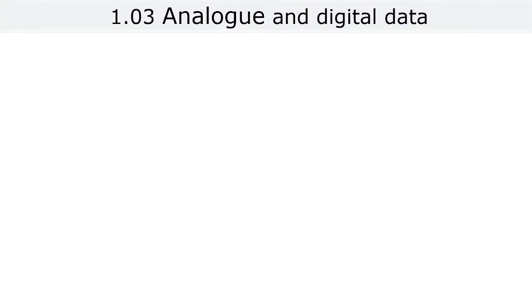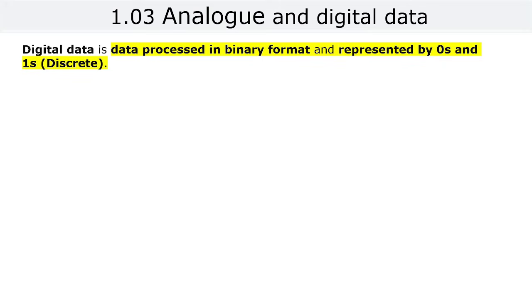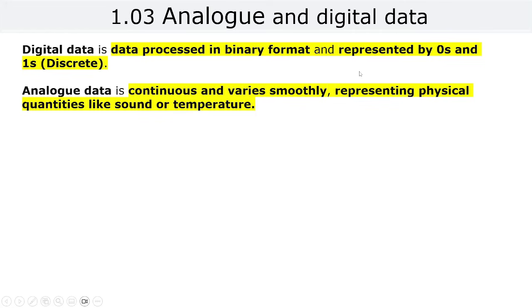That brings us to the end of software. Now we want to talk about analog and digital data. Digital data, in short, is data that is processed in binary format, or they represent zeros and ones. They are discrete. And then we have the analog data. They are data that are continuous and smooth, representing physical quantities like sound or temperature.